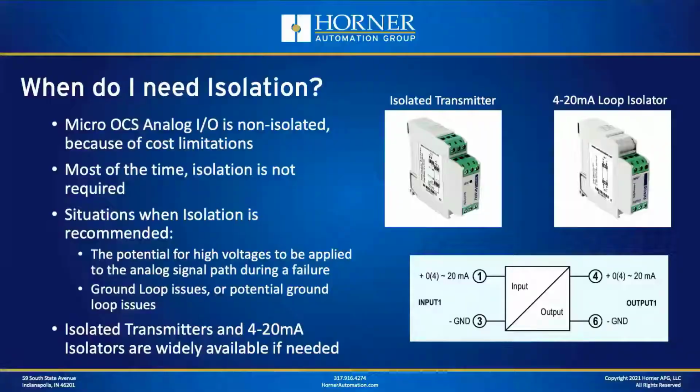Next, let's talk a little bit about isolation, because that's a question I get quite a bit as well. Now, the Micro OCS analog I/O is all non-isolated, and that's for fairly obvious reasons. That's because of cost limitations. Isolated analog I/O is quite a bit more expensive. It's a lot more expensive and takes up a lot more space physically than non-isolated I/O. And there are only certain situations when you actually need isolation. Okay, so what would a couple of those situations be?